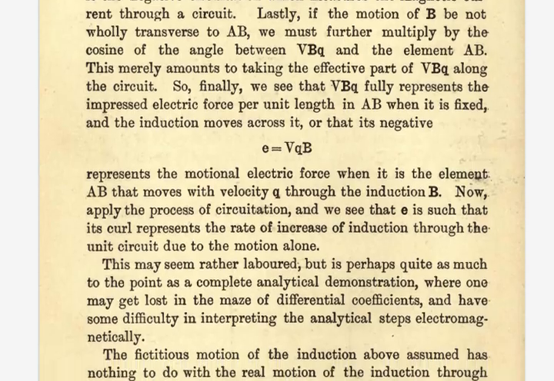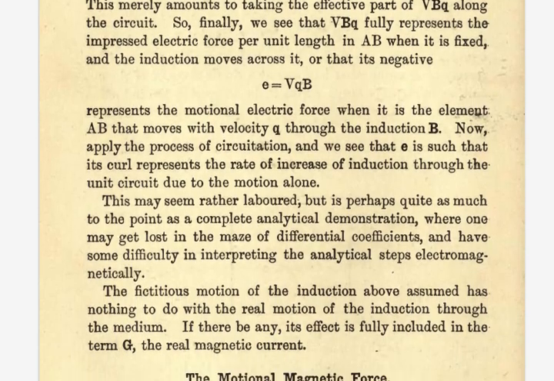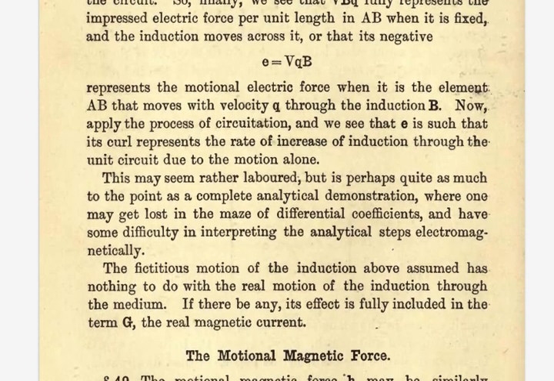Small e equals the vector product QB, and represents the motional electric force when the element AB moves with velocity q through the induction B. Now apply the process of circuitation, and we see that small e is such that its curl represents the rate of increase of induction through the unit circuit due to the motion alone.